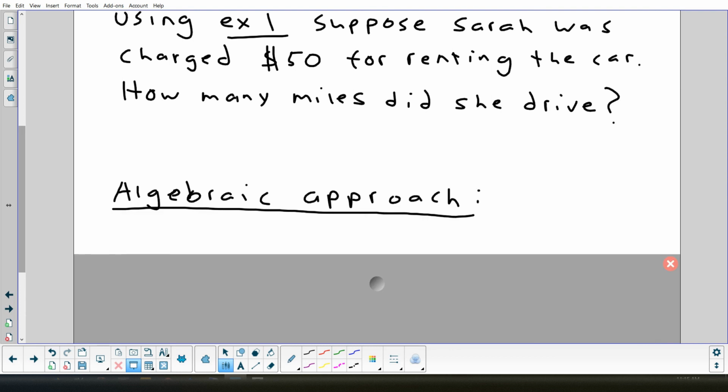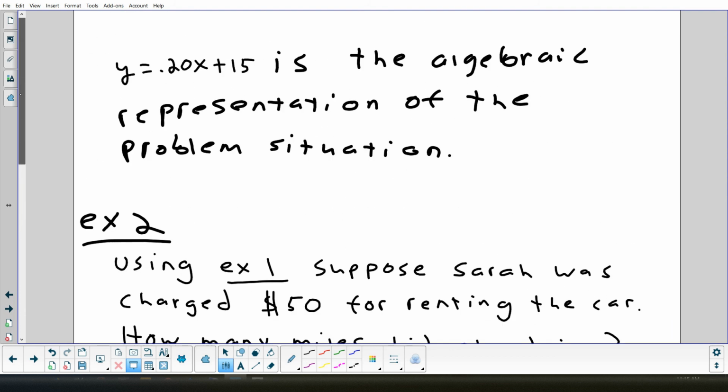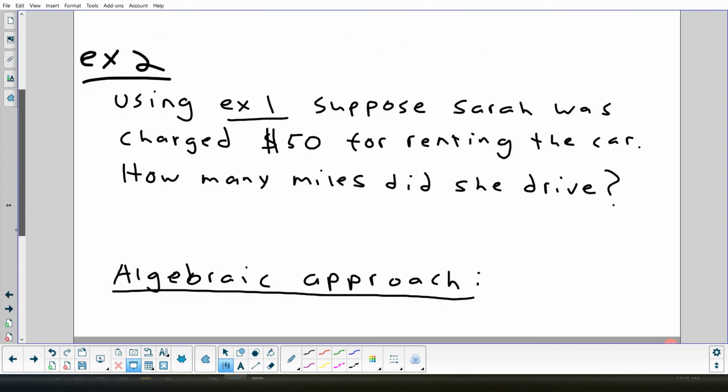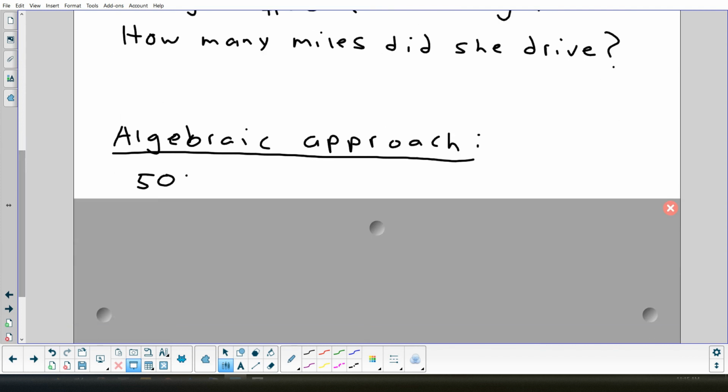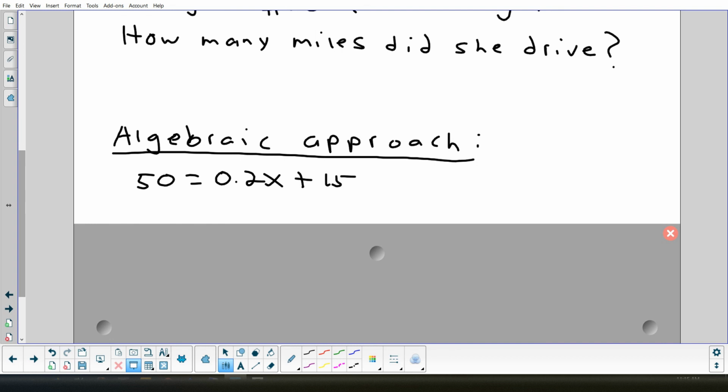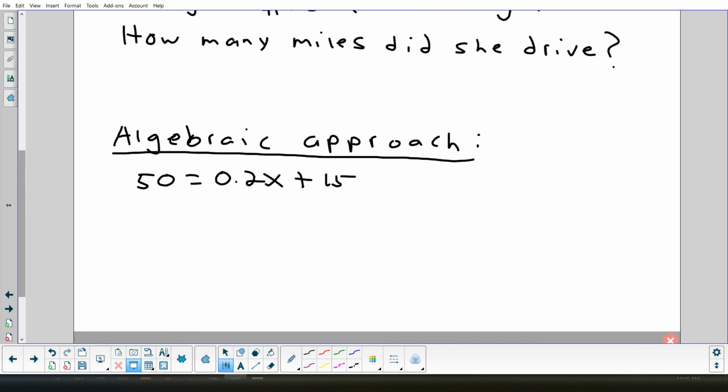So I've got my equation, y equals 0.2x plus 15. We're going to plug in 50 for y. 50 equals 0.2x plus 15. What's my first step? Subtract 15. Last step: divide by 0.2.